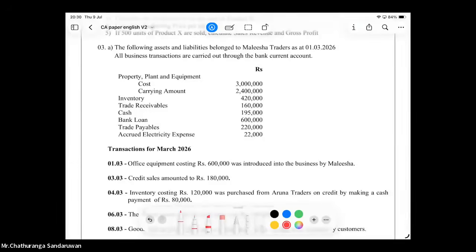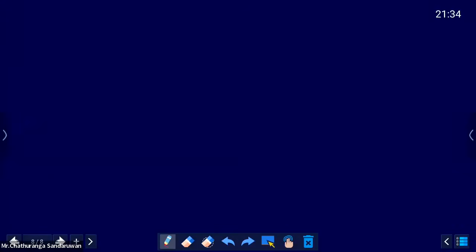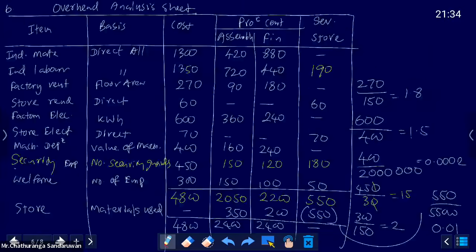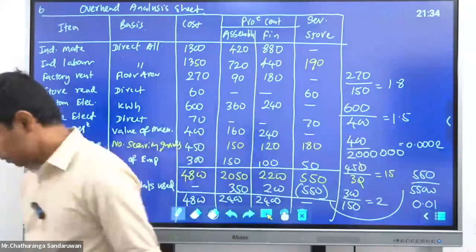Okay, I will show the overhead analysis sheet once again. This one. Okay, let me put it in this way.